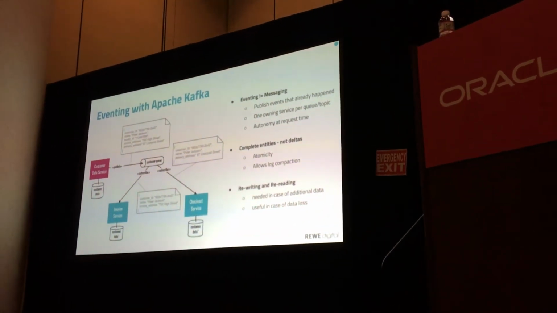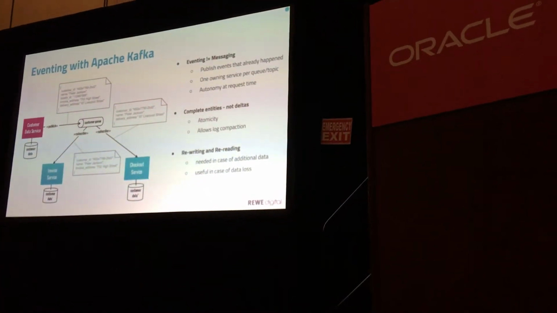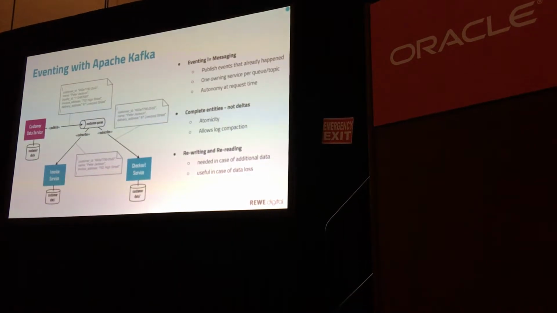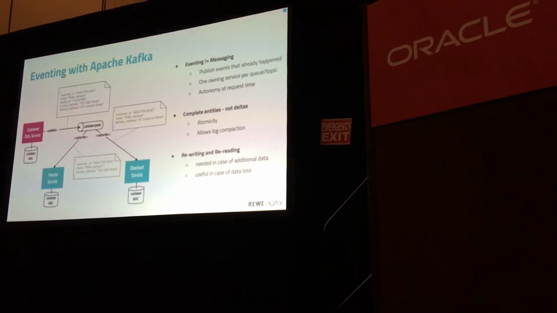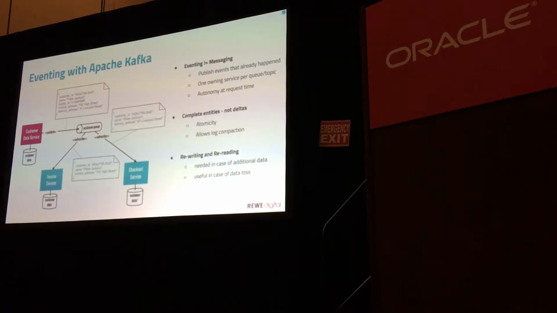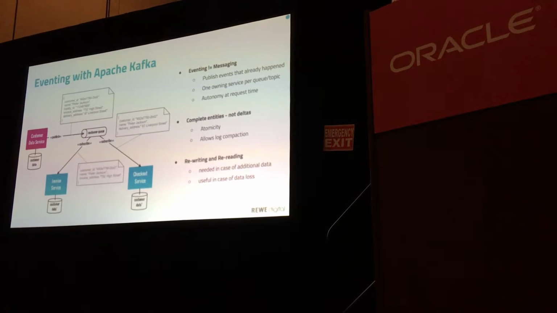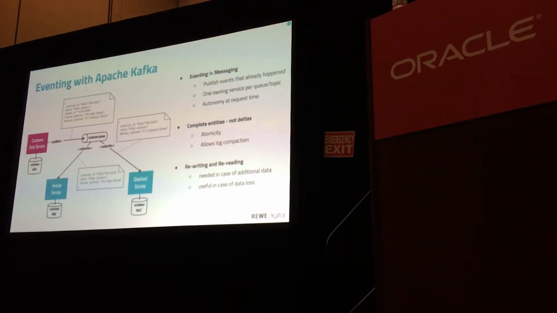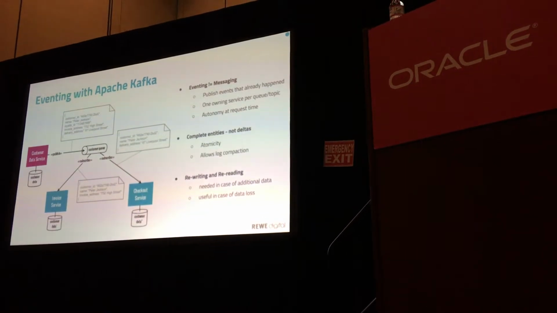And what's really nice is you can do rewriting and rereading. So if one service adds a new piece of data, it can just republish all the entities, and the other services can decide, oh okay, that's interesting for me, I need this piece of data, so I reread everything from the very beginning. So it just sets its offset to 0, and then it can consume everything again.